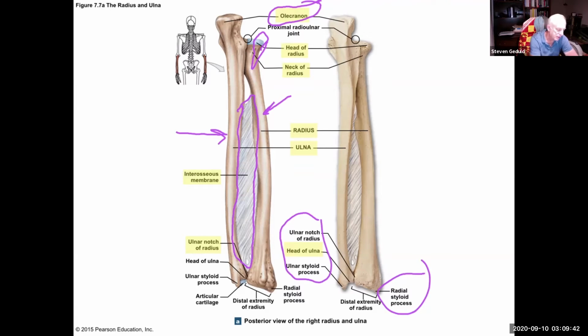Okay. And then on the other end here, you have the ulnar notch of the radius, the head of the ulna, and the ulnar styloid process, just like on the other angle of it, looking at the back. Okay, then you got the wrist and your hand.